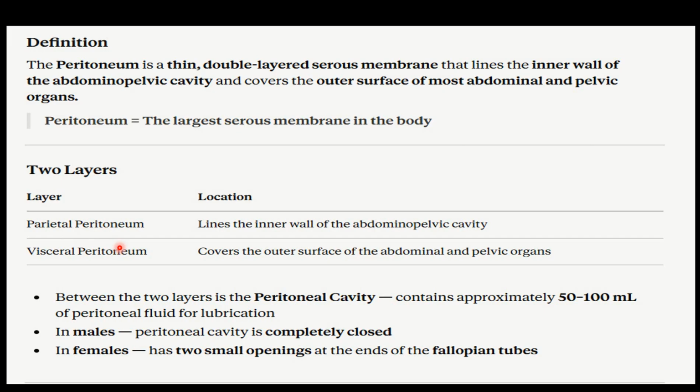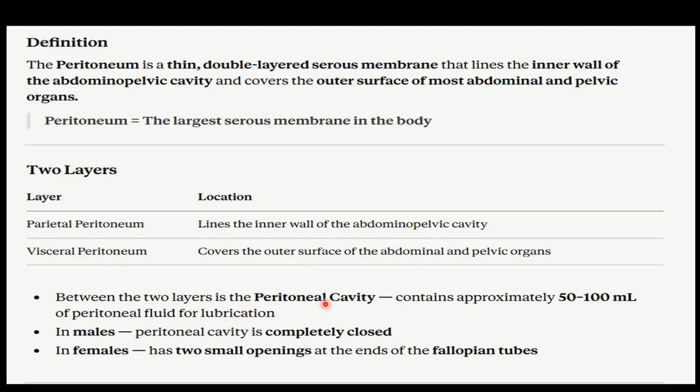The first layer is the parietal peritoneum, which lines the inner wall of the abdominopelvic cavity. Then we have the visceral peritoneum, which covers the outer surface of the abdominal and pelvic organs. After that we have a few important points: between the two layers is the peritoneal cavity, which contains approximately 50 to 100 ml of peritoneal fluid for lubrication. So this cavity also has some fluid, around 50 to 100 ml, that helps in lubrication.